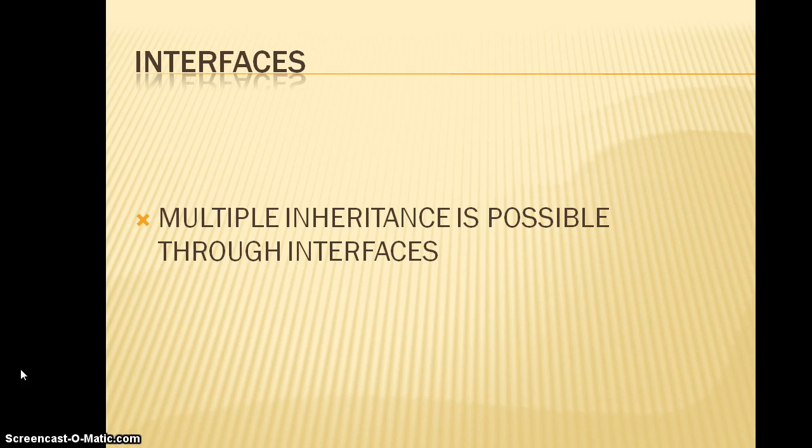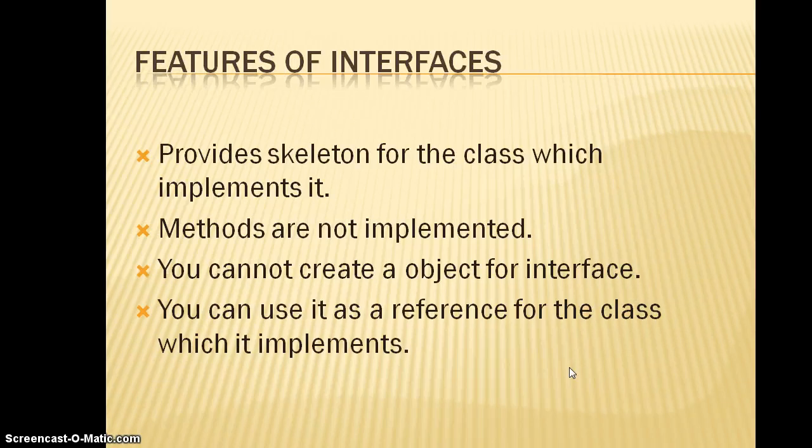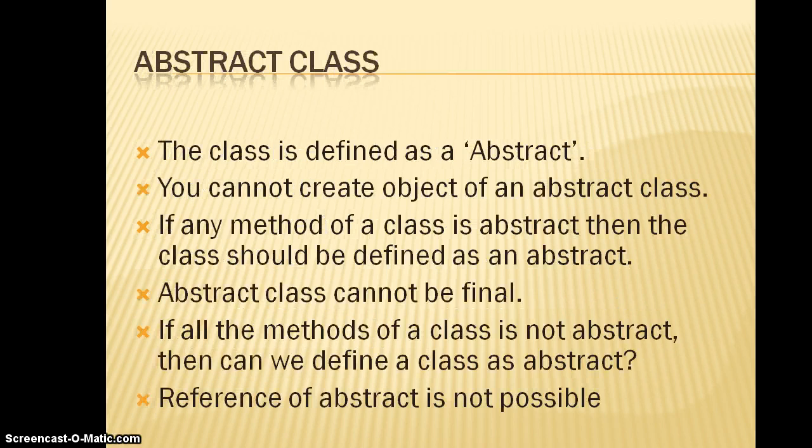This is like empty methods. Just the names of the methods will be in the interface. We will be implementing them in the derived classes. So, features of interfaces. An interface provides a skeleton for the class which implements it. Methods are not implemented. You cannot create an object for an interface. You can use it as a reference for a class which implements it. So this is all about interfaces.